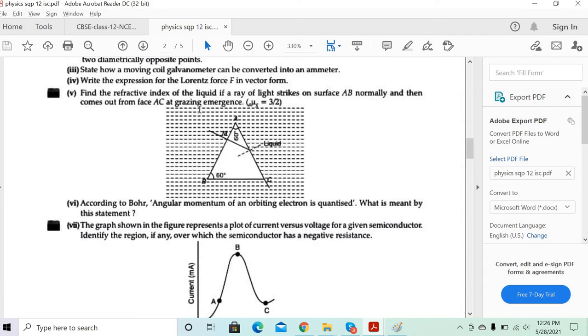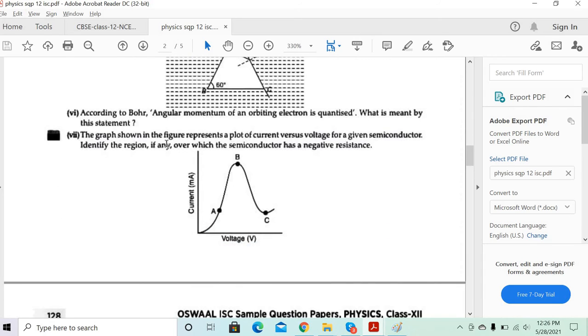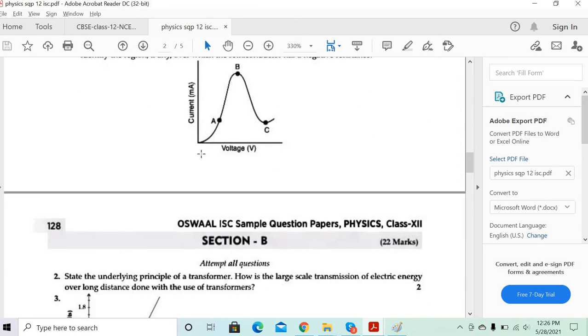For the 7th one, the region is BC. The graph represents the plot of current versus voltage of the given semiconductor, and in which region the semiconductor has a negative resistance. So which is negative resistance? Correct, BC. This is the increasing resistance and the decreasing resistance. Yes, this part is clear, Pulkit.